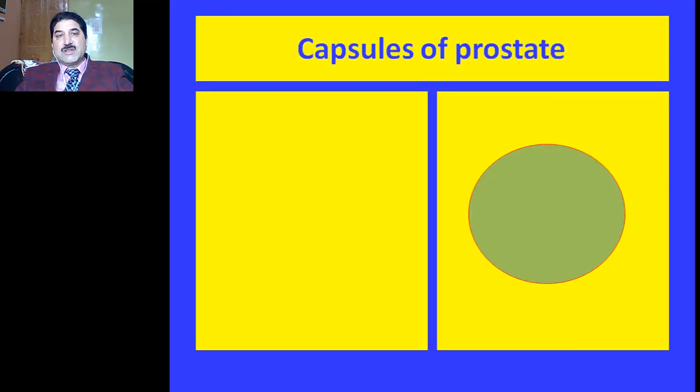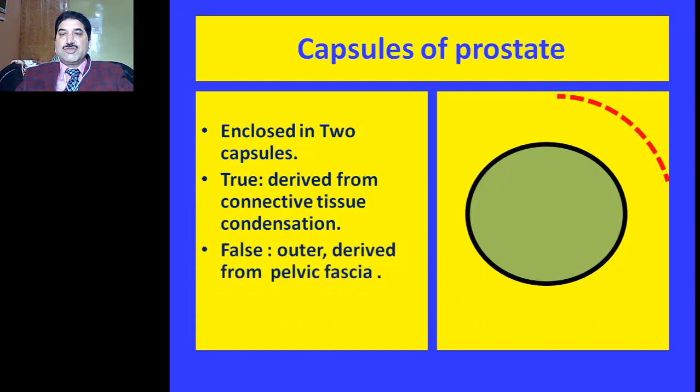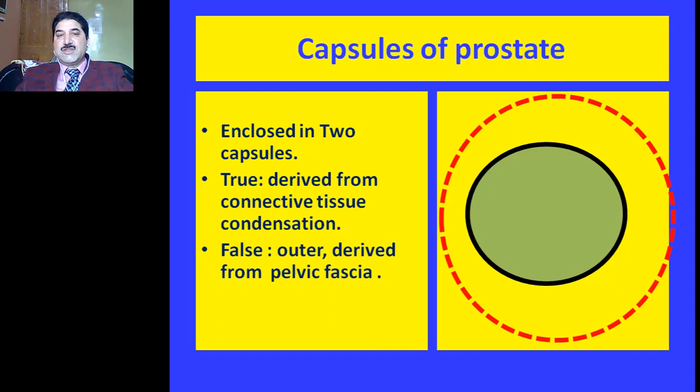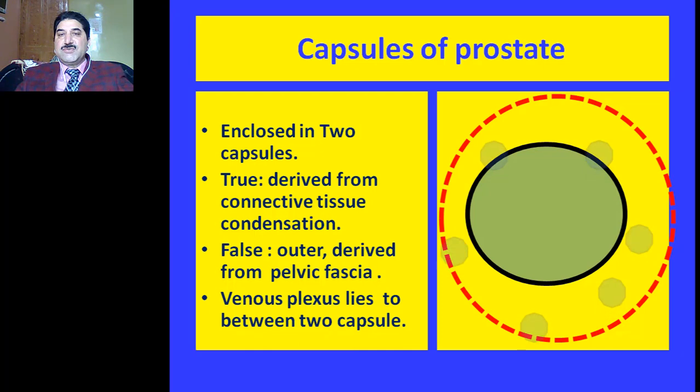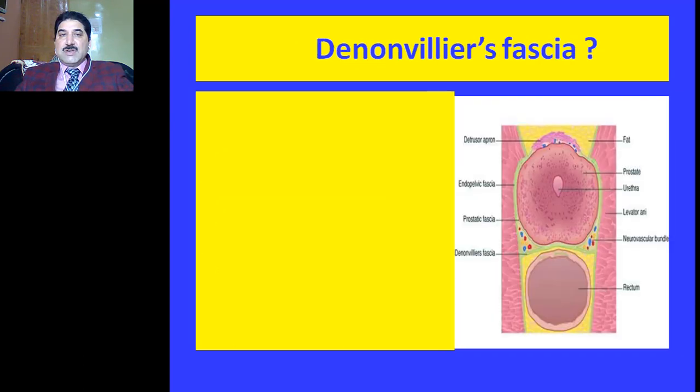Now coming to the prostate, it's also enclosed in two capsules. The true capsule, as already said, is derived from condensation of the connective tissue. The false capsule is the outer capsule. It is derived from the pelvic fascia. The venous plexus lies between the true and false capsules. During surgeries on the prostate, we shell out the adenoma. We give an incision, shell out the adenoma, leaving behind both capsules and the intervening venous plexus.